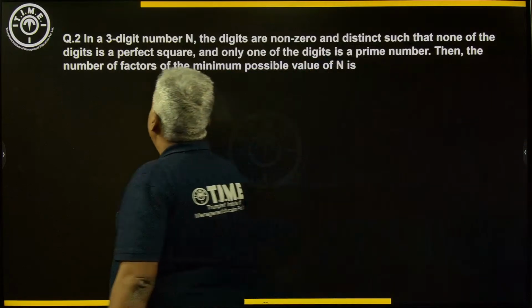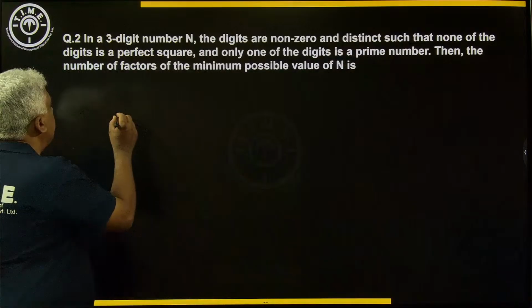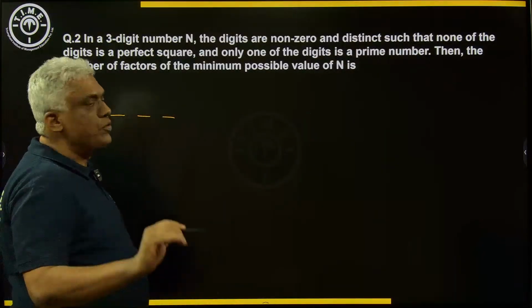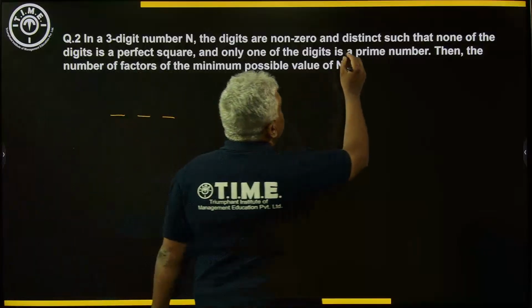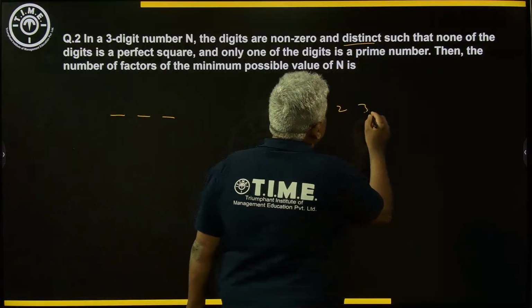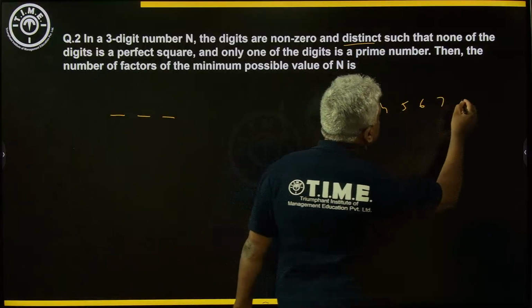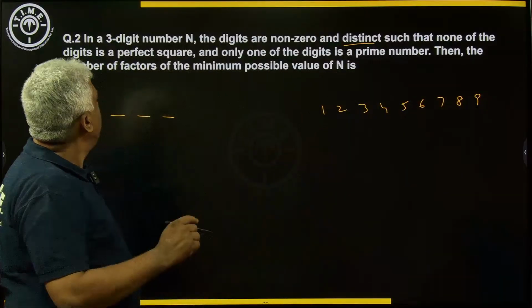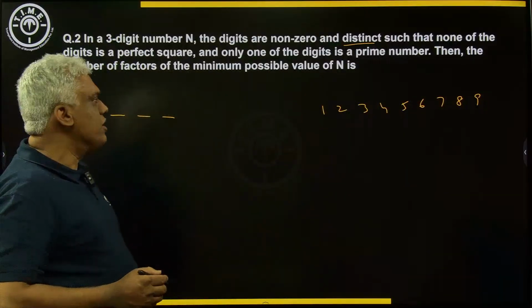Okay, let's see this question. In a 3-digit number, digits are non-zero. That means 0 is not allowed, right? And they are distinct, right? So that is 1, 2, 3, 4, 5, 6, 7, 8, 9. We have to use only these 9 digits, right? None of the digits is a perfect square.